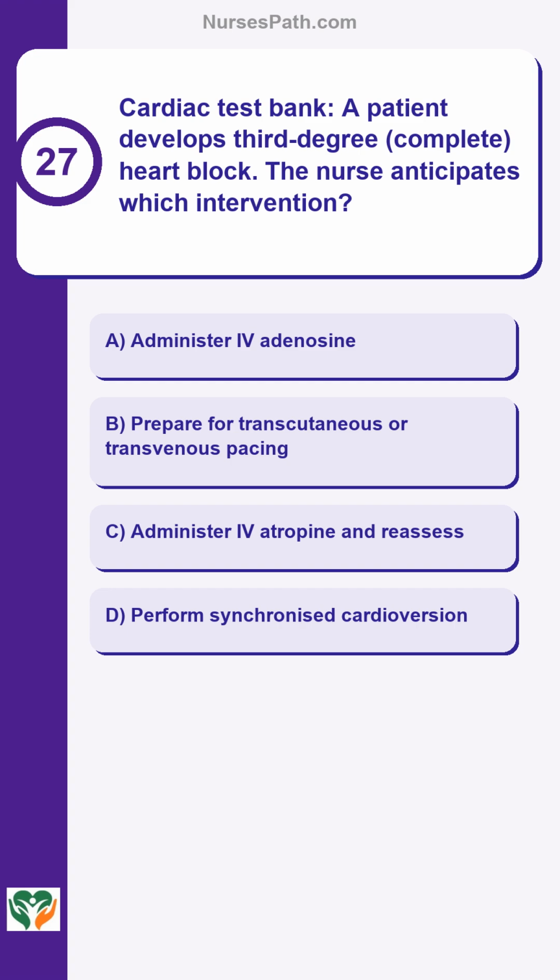Question 27. Cardiac test bank. A patient develops third-degree, complete, heart block. The nurse anticipates which intervention? Administer IV adenosine. Prepare for transcutaneous or transvenous pacing. Administer IV atropine and reassess. Perform synchronized cardioversion.